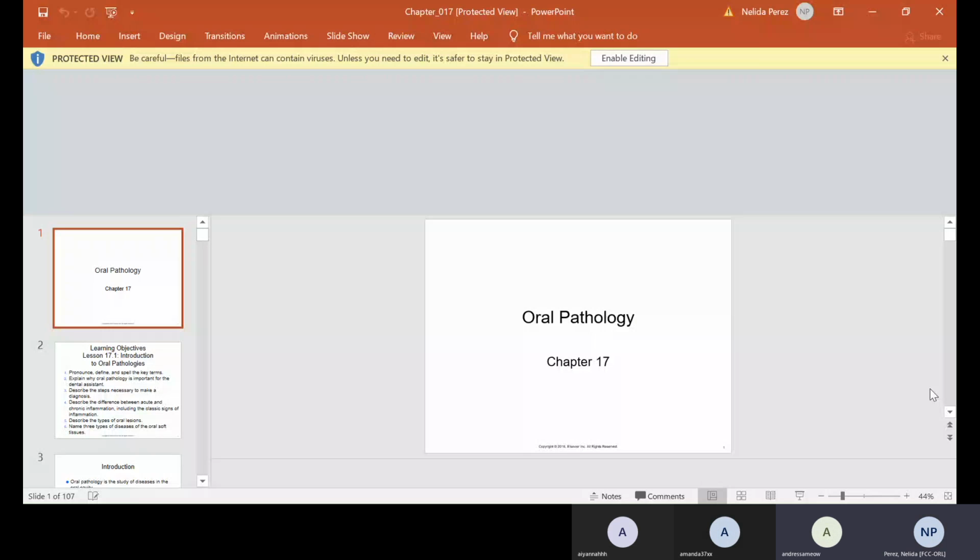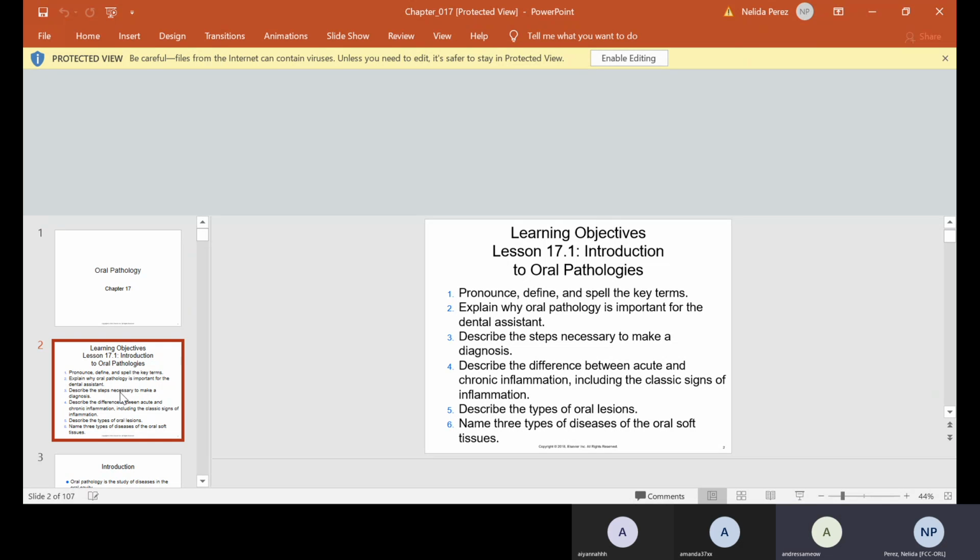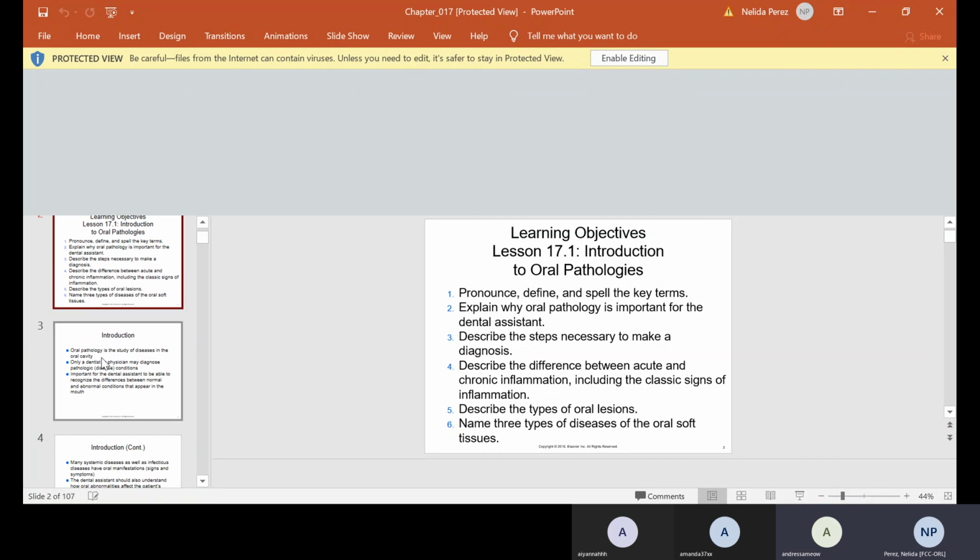Yes. All right. So today we're going to talk about oral pathology. And of course, we're going to speak about a lot of the key terms that you need to know for this lecture. And we're going to talk about why it's important and the differences of all the oral pathologies that you guys might see in someone's mouth.